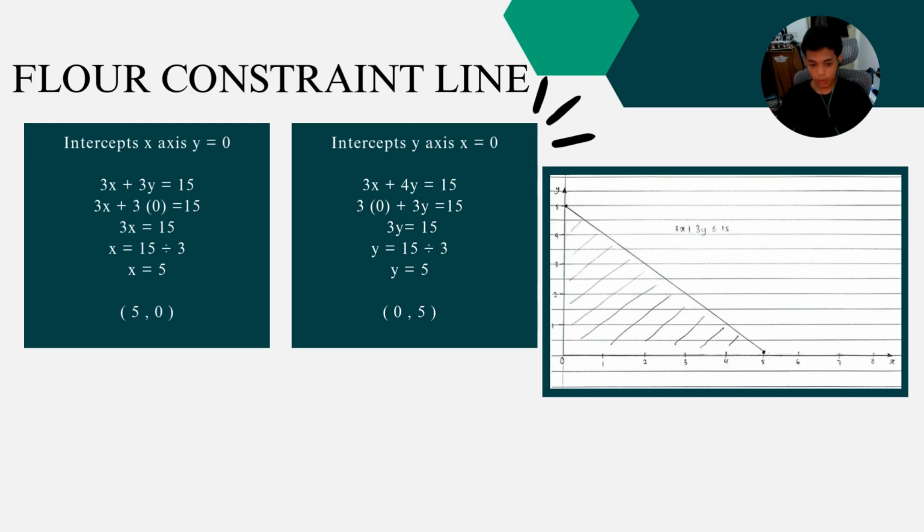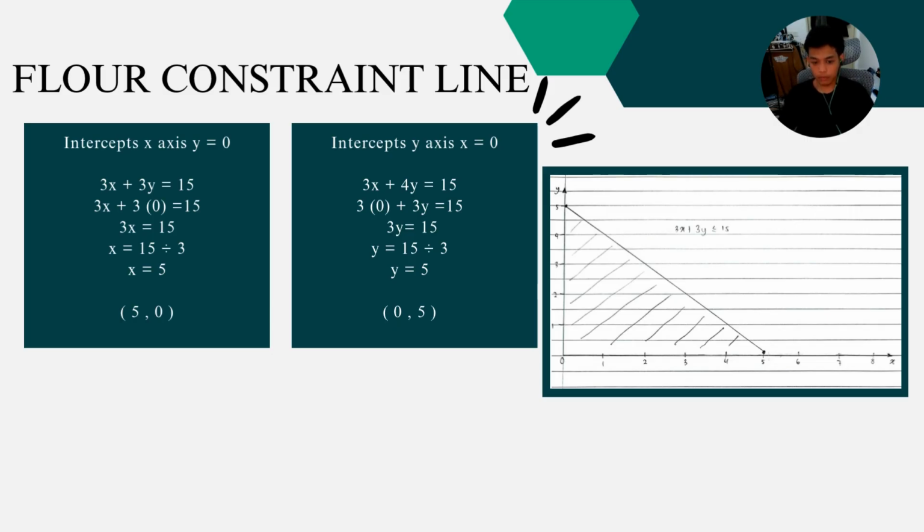On the right box, we solve for the y-intercept by setting x equal to 0. Substitute x equal to 0 in the equation. So we get 3 times 0 plus 3y equal to 15. 3y equal to 15 and we get y as 5. So the y-intercept is at (0, 5).